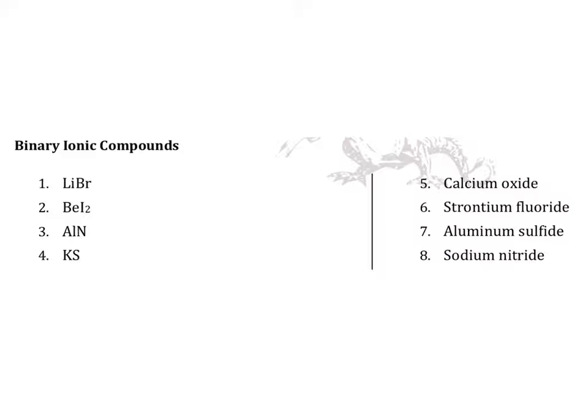So let's go ahead and do this. Now, I'm going to go ahead and name these first, because they're pretty straightforward. And then we're going to come up with the formula. So for number 1, lithium bromide, this is going to be lithium, and instead of bromine, Br will be bromide. So again, we change the ending to "ide." Instead of bromine, it's bromide.